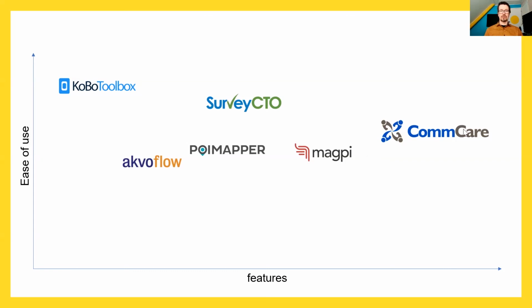So CommCare has by far the most features, especially it's strong on case management, but it also has the SMS, it has IVR, it has Zapier connection, you name it. It doesn't miss anything. And then on the other hand, Copper Toolbox has the least features, but is easiest to use, at least on a small scale. And the others go a bit in between.